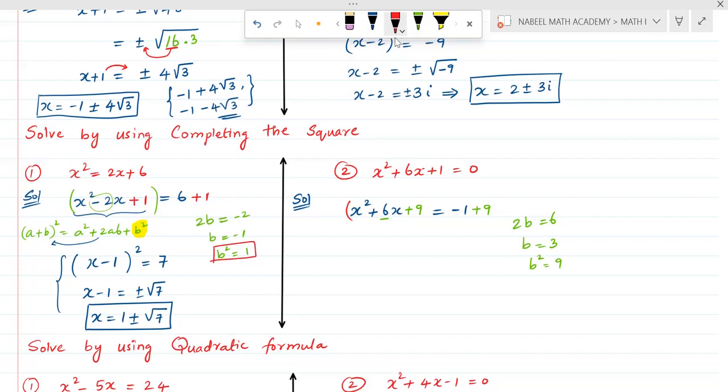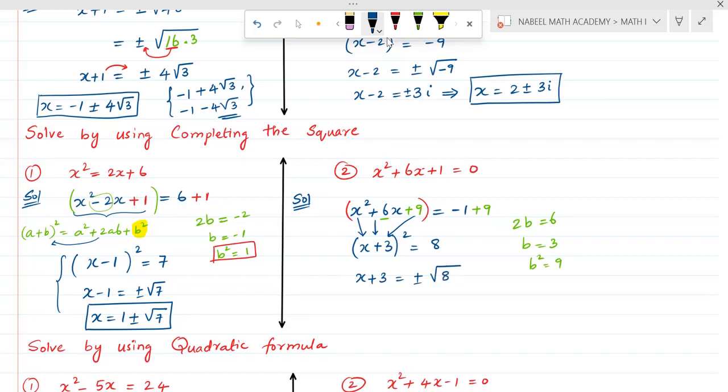Now what is this part? You will find it is nothing but a whole square. This is x. Take the square root on both sides, and you will get 3. And what is the sign here? It is plus. On the right side it is plus 8. When you take the square root here, x plus 3 is equal to plus or minus root 8.